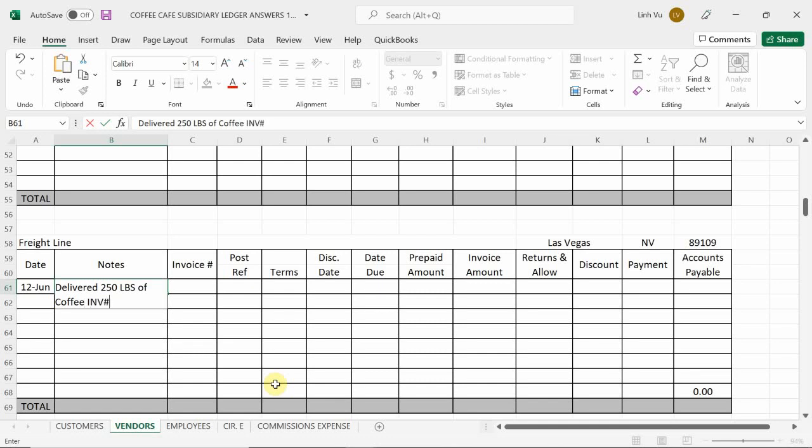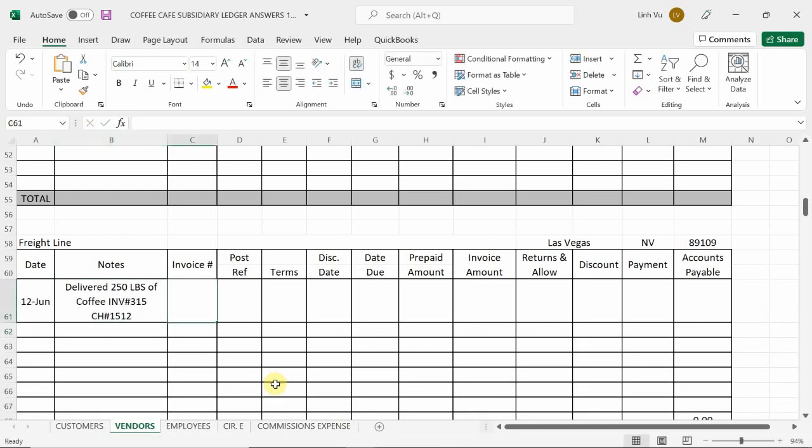Invoice, right? Because I'm going to make a linkage. Invoice 315. And I'm going to say I paid with check number 1512. Okay. Invoice number 482. Okay. Post reference General Journal number 4. Terms COD. Okay. Invoice amount $62.50, and I paid $62.50 with check number 1512.